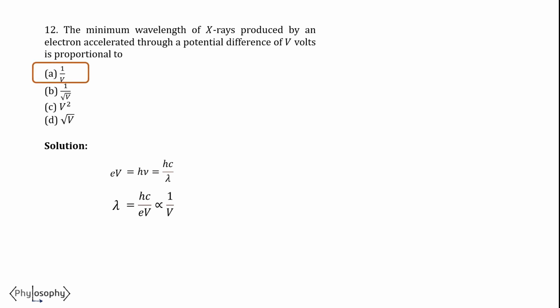Our next problem is, the minimum wavelength of X-rays produced by an electron accelerated through a potential difference of V volts is proportional to 1 over V, 1 over square root of V, V square, square root of V. We know that when an electron is accelerated through a potential difference of V volts, then eV is equal to h nu, which is equal to hc over lambda. Therefore, we can write lambda is equal to hc over eV. Therefore, lambda is proportional to 1 over V. So, option A is the correct answer. Now, let's go to our next problem.